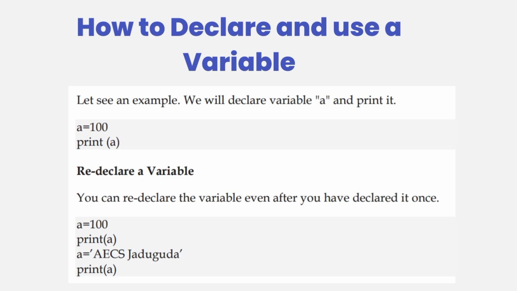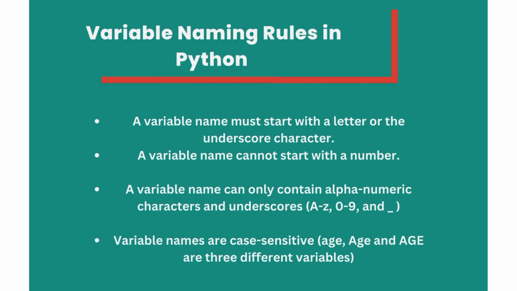How to declare and use variables? Let's see an example. We will declare variable a and print it. A is equal to 100, print a, and redeclare a variable. You can redeclare variables even after you have declared them. Once a is equal to 100, print a, and a is equal to any number or name, print a. And delete a variable. You can also delete variables using the command del variable name. The table below displays the list of variable assignment operators in Python language.